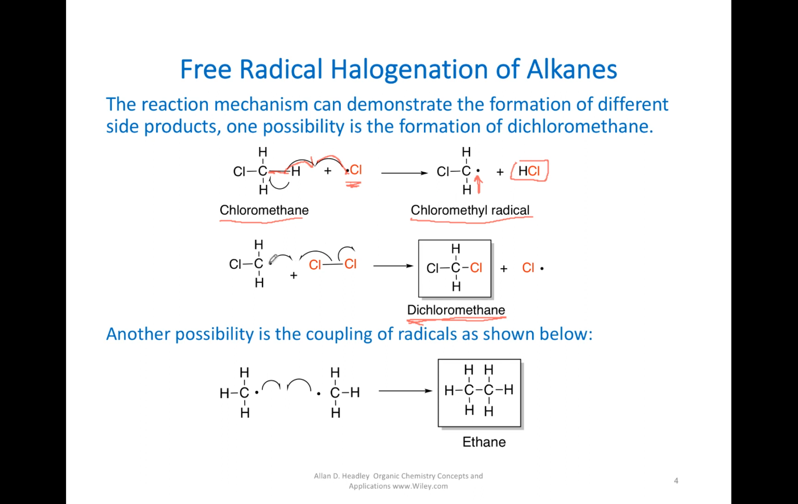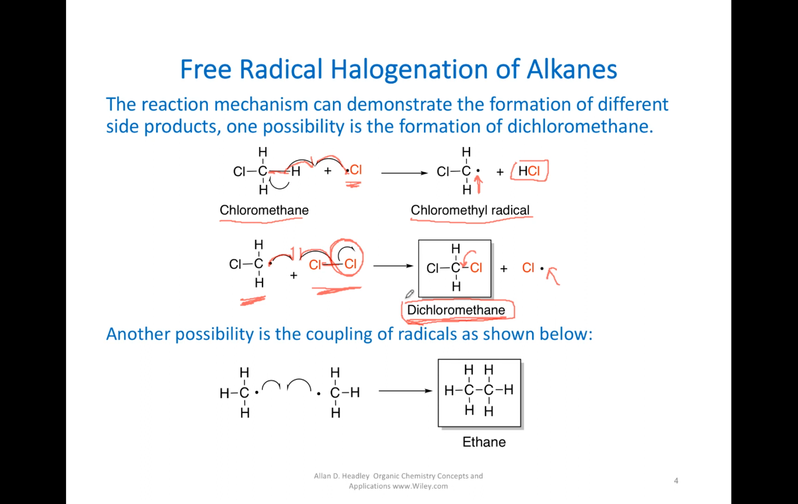As you can imagine, this chloromethyl radical can react with another mole of chlorine using 1 electron from this bond, and this odd electron from the chloromethyl radical will form this bond right here, and the other electron goes to form another chlorine radical. But the bottom line is we have formed an unexpected product here, which is dichloromethane.